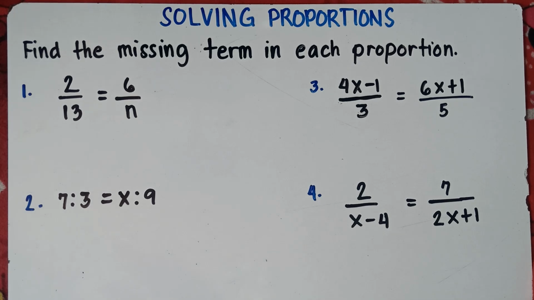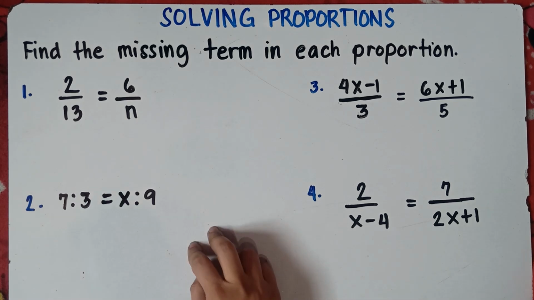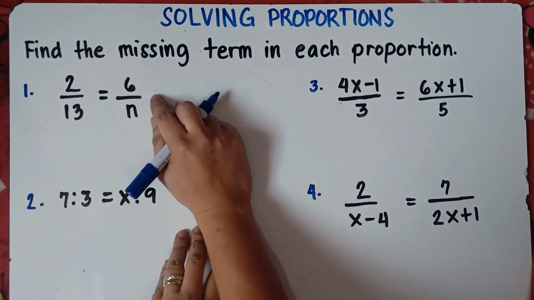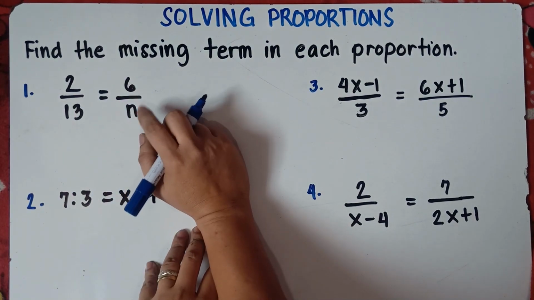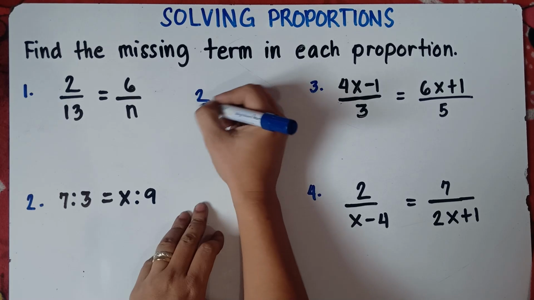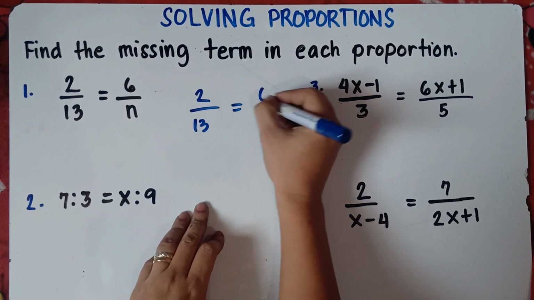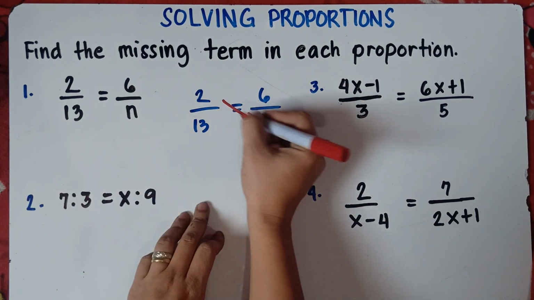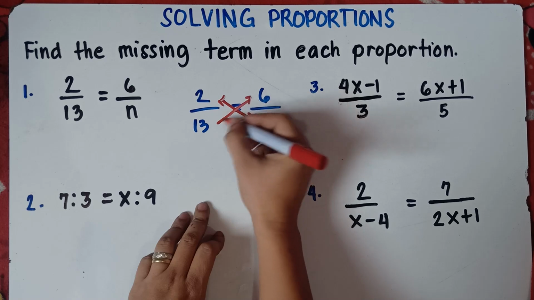Find the missing term in each proportion. So let's start with number 1. For number 1, class, 2 over 13 equals 6 over n. So we need to find the value of n. To find the value of n, let's just do cross multiplication. Multiply this one and this one.